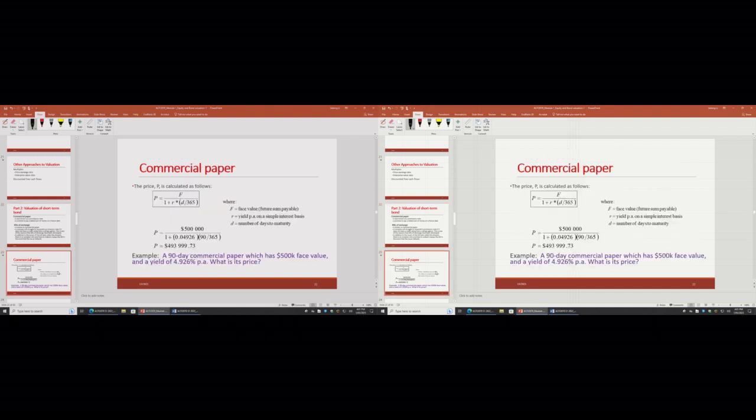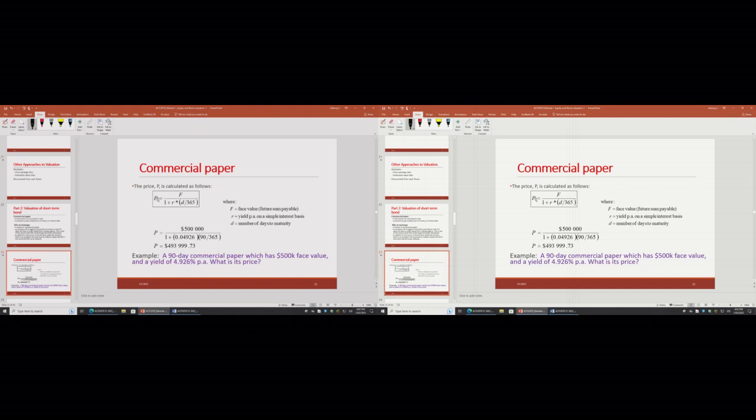Okay, bond pricing. This is pretty much similar to future value and present value with the simple interest rate. You also have to remember that for short-term securities we use the simple interest rate, and for long-term securities we use the compounding interest rate. So in this commercial paper example, the R here is the simple interest rate. Look at this example.